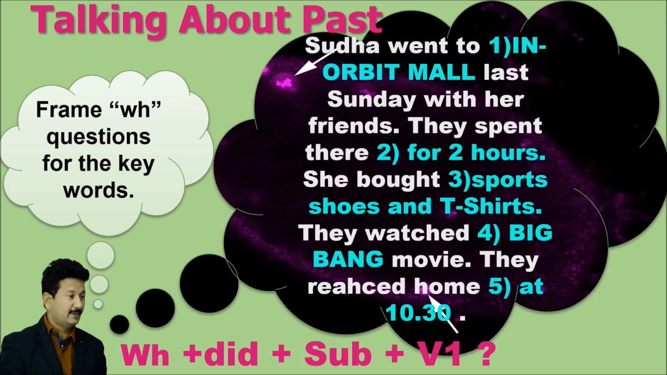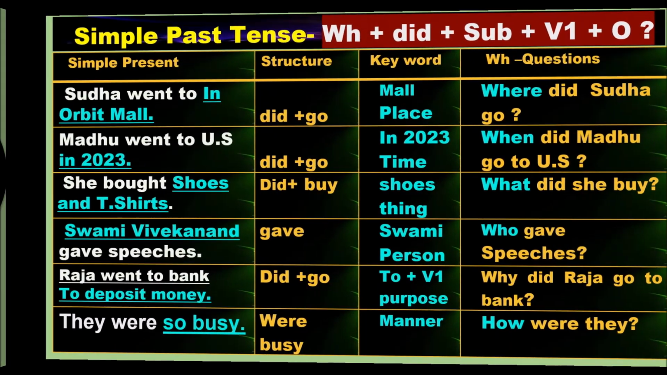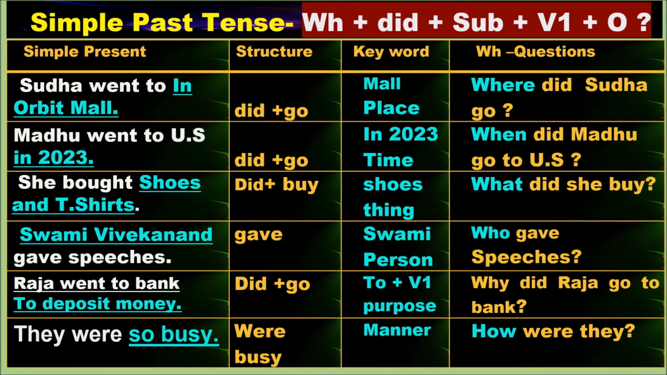For example, if you look at the first sentence, it is Sudha went to Inorbit Mall last Sunday. We know that went is simple past tense. So you have to follow the sentence structure: WH plus did, subject plus V1 plus object. You have to divide went into did plus go, so that it will be very easy for you to frame. The keyword is mall, it's a place. So the question word begins with where. Where did Sudha go?